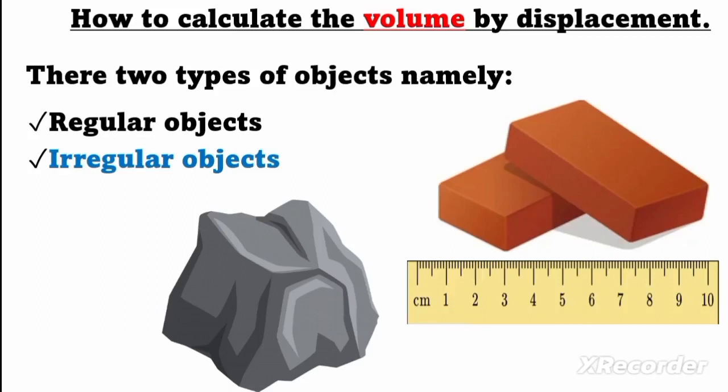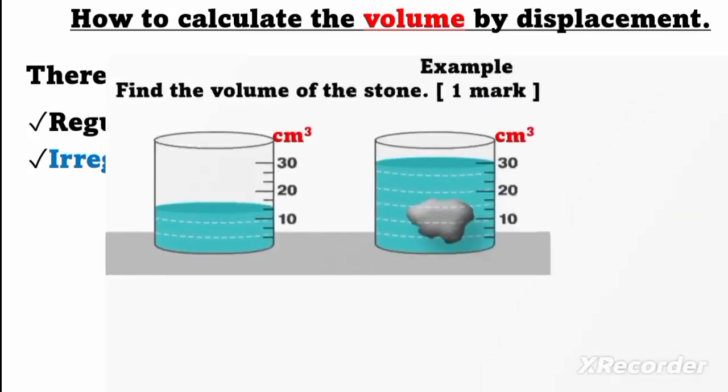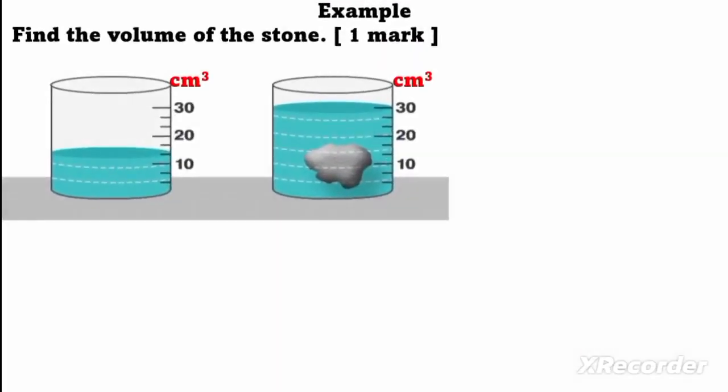Since we are looking at how we can find the volume by displacement, our main focus will be on the irregular object. So how can we find the volume of an irregular object? The method is the displacement method.